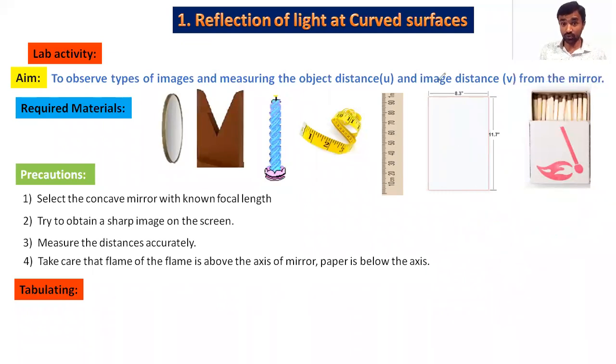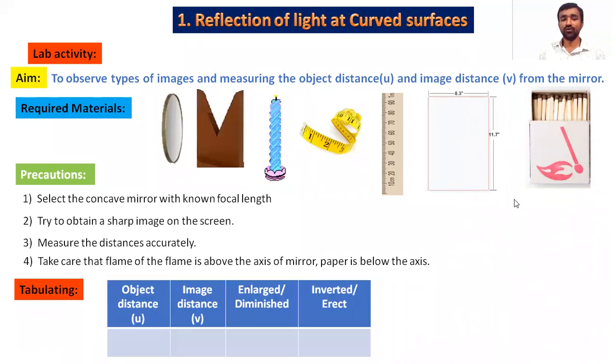So how to tabulate the observations? We can make a table. What is the table here? Simply object distance, image distance, the size of the image we are comparing, and the type of image. If it is more than the object, enlarged. If it is smaller than the object, we call it diminished.